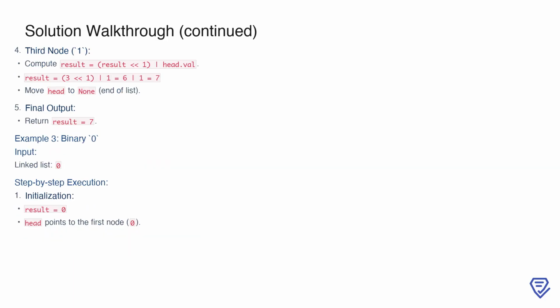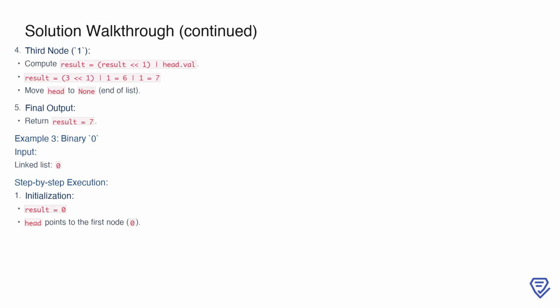At the third node, which holds the value 1, we calculate result = (result << 1) | head.val. Substituting the current values, result = (3 << 1) | 1 = 7. Here, the left shift doubles the result to 6, and the OR operation adds the current node's value, giving the updated result of 7. Now the head pointer moves to None, marking the end of the list. The final output is result equals 7, which is the decimal equivalent of the binary number 111.